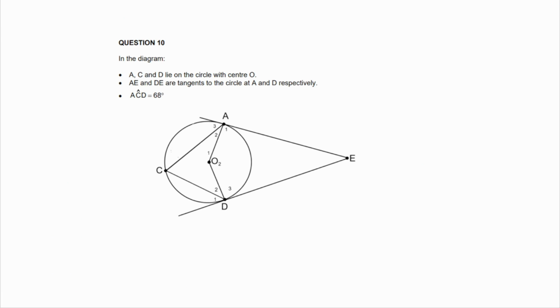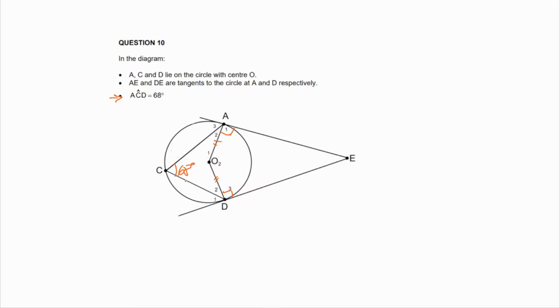For question 10, they say that A, C, and D lie on the circle with center O. So obviously these are radii. AE and DE are tangents to the circle at A and D respectively. So we know that this is 90 and this is 90 because of tangent perpendicular to radius. And ACD is 68. So ACD, 68 degrees. They have not indicated this on the diagram, so make sure you put it.